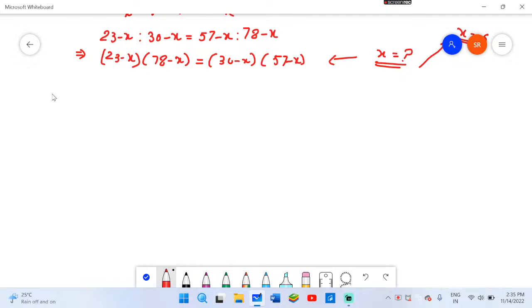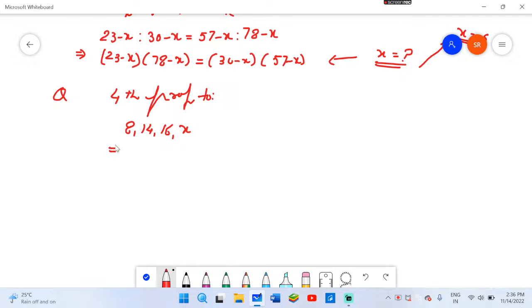We take one more problem. Find the fourth proportional to the numbers given: 8, 14, 16. Let us suppose the fourth proportional is x.